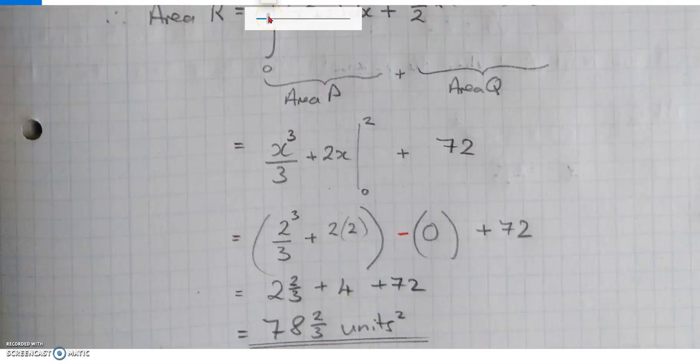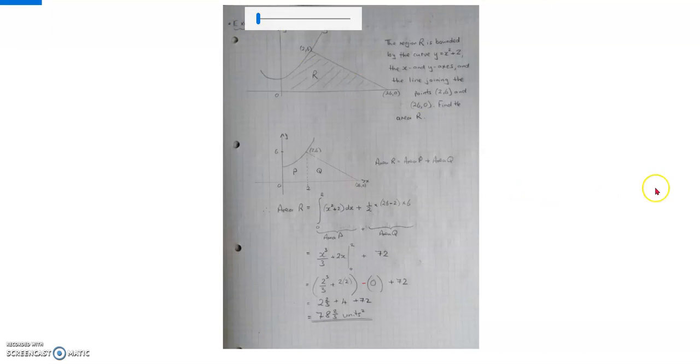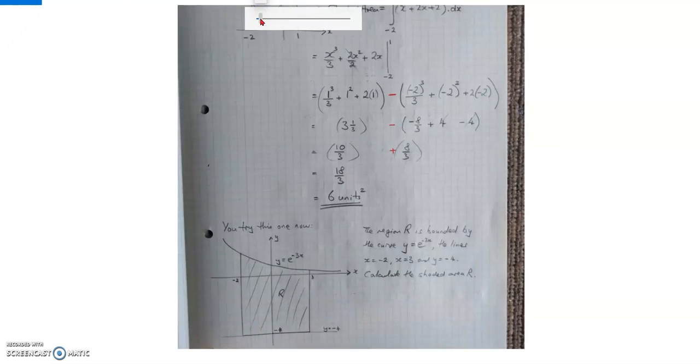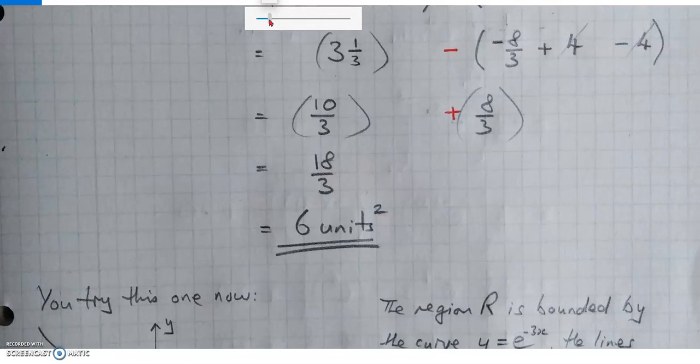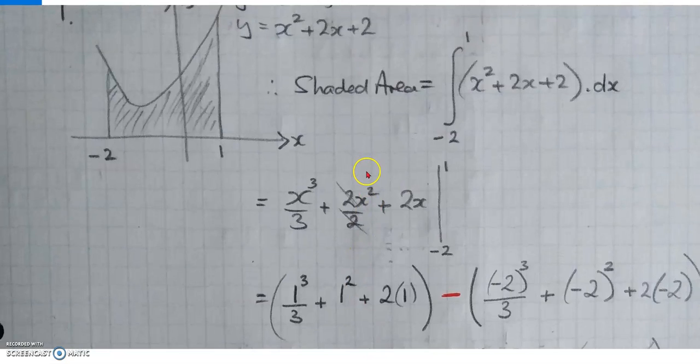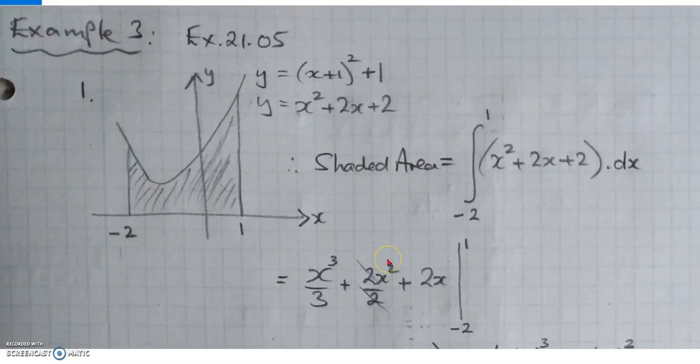Okay, let's go on to example 3. Where is it? There we go. Let's zoom in and do this one. Right. Now, we are again finding the area underneath the curve, and the curve is given by y equals (x plus 1) all squared plus 1.